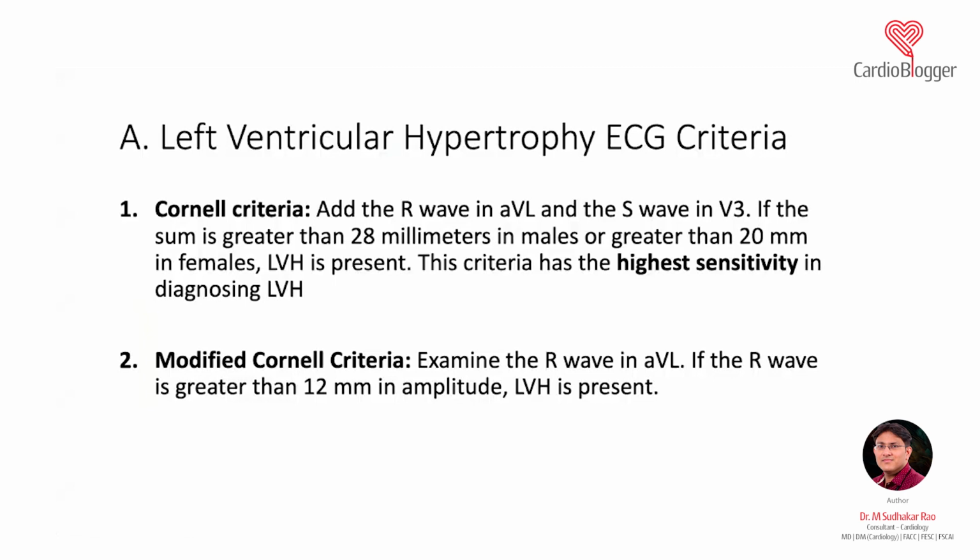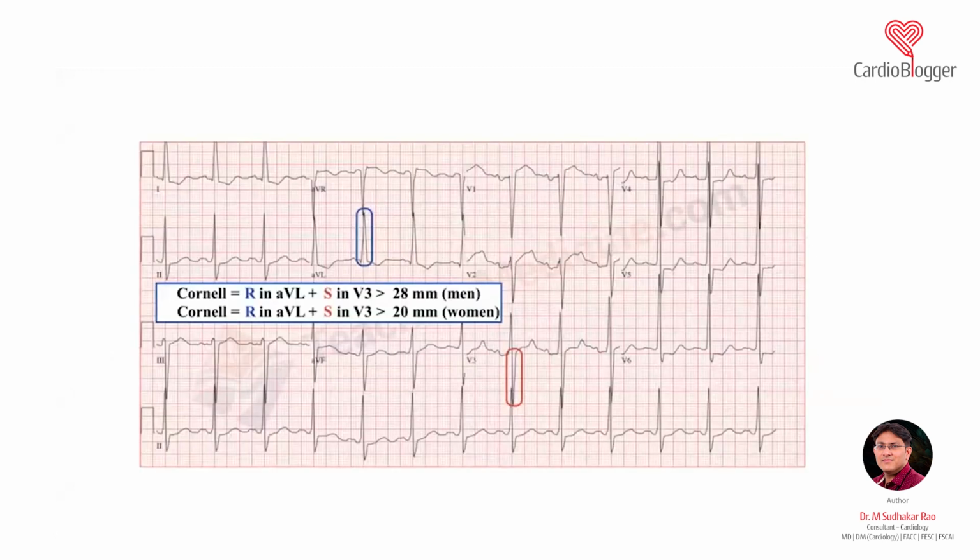The sensitivity is not much, because if you decrease the number of leads, your sensitivity will decrease. If you increase the number of leads with increased voltages, your sensitivity will increase. That is why Cornell criteria, a voltage criteria, has the highest sensitivity. But at times you can use the modified Cornell if you want to just see one lead.